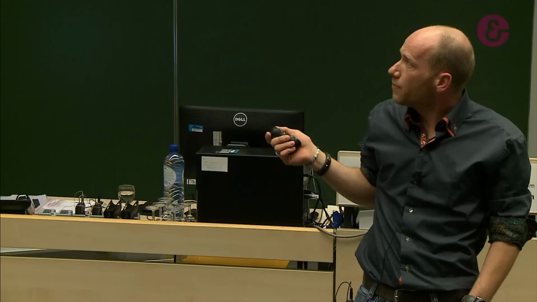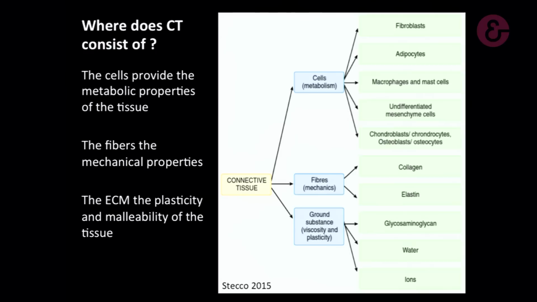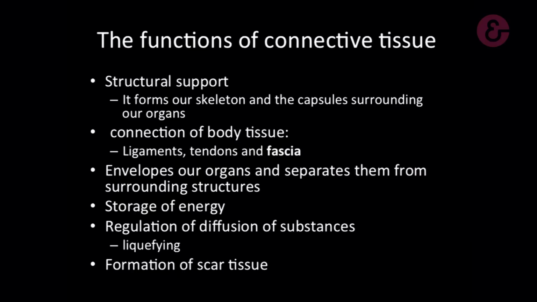This is just from the new book of Stecco, which is amazing. A nice diagram of the connective tissue: the cells, the fibers, and the ground substance. I won't go through this because it is ten to five and you have been here all day, so I won't go into detail of the extracellular matrix and everything. I just want to show you how it is.